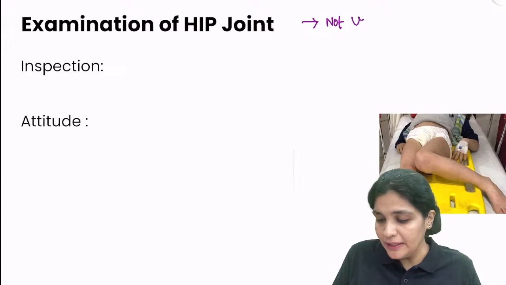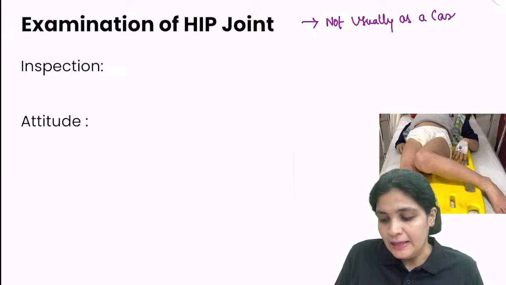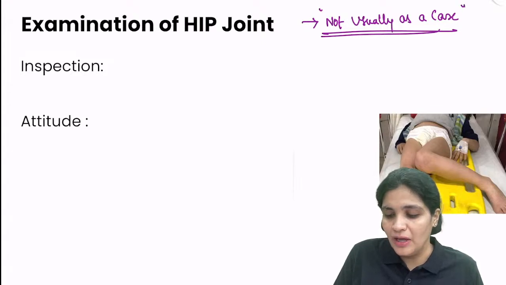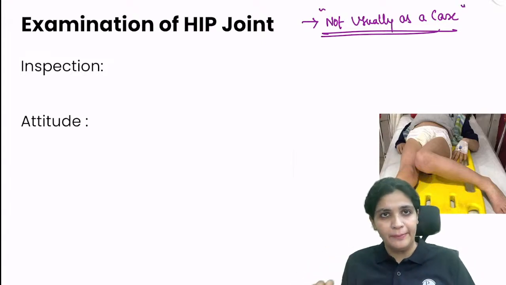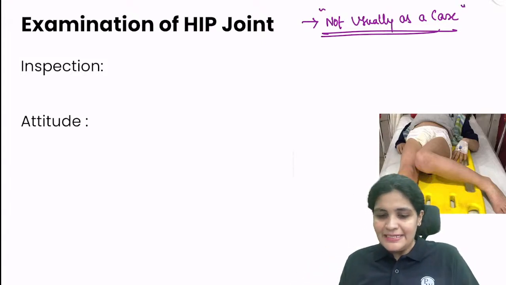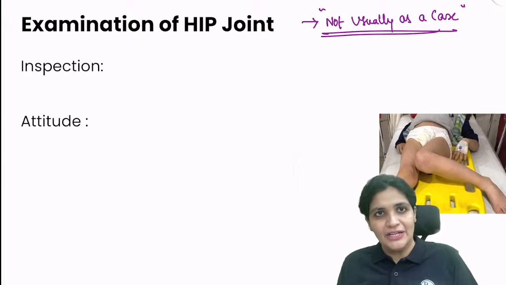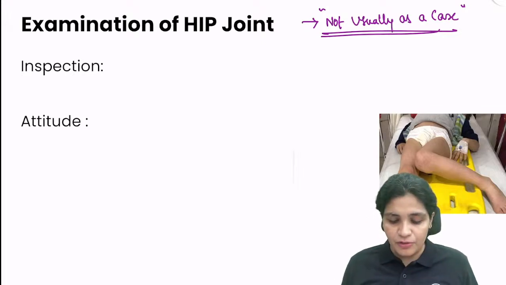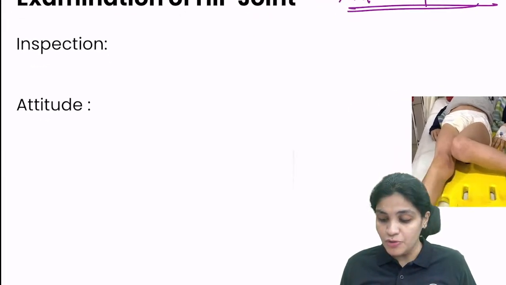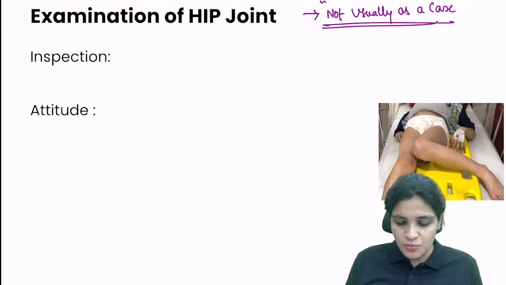Mark my words properly. Not usually as a case, but these are all things you have to know whenever you're preparing for the orthopedic practical exam. So as with any other case, the hip joint also starts with inspection. And one of the most important things in the case of the hip joint is the attitude. So this is very, very important.